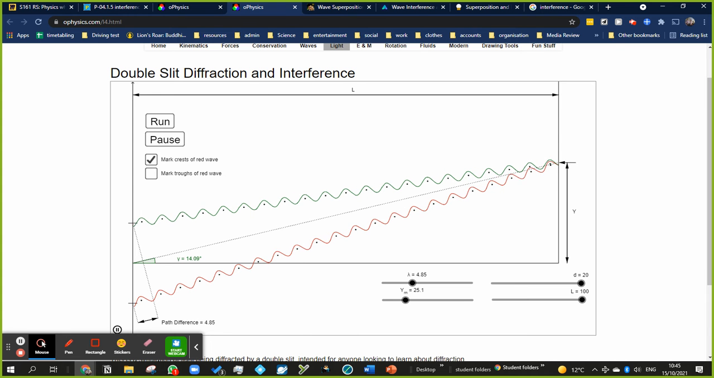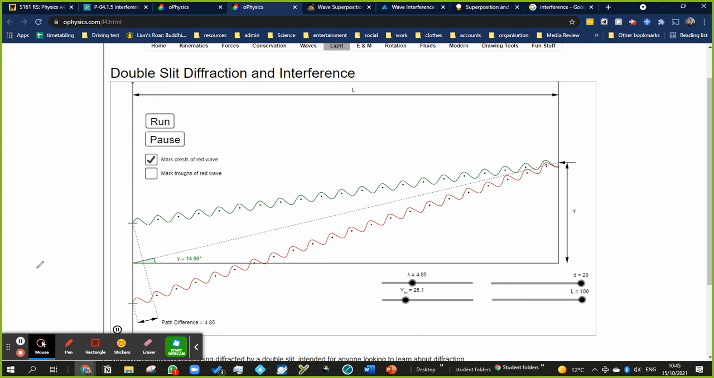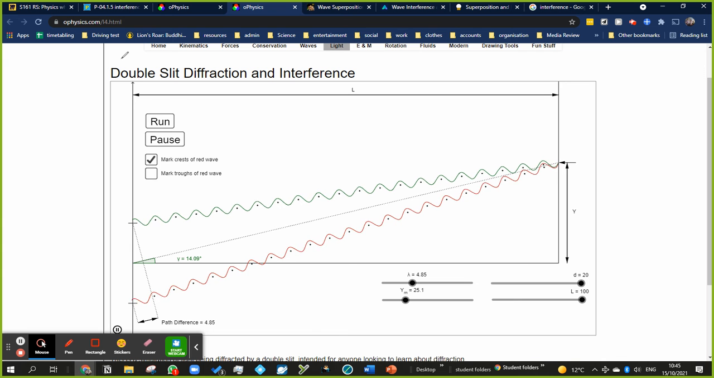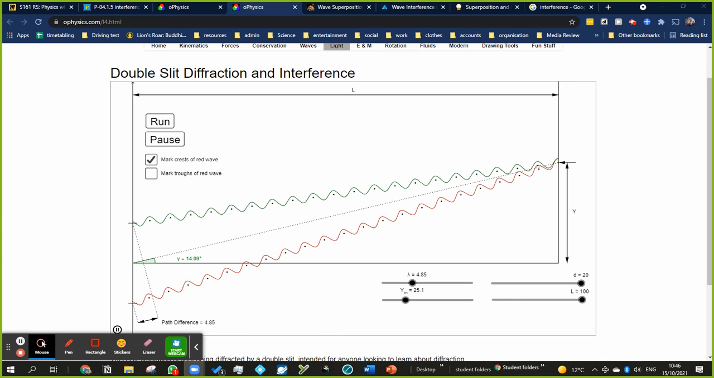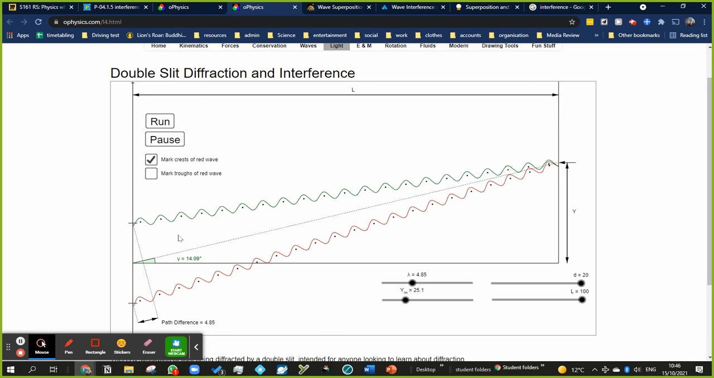Now, if we think about what must have happened, if I pause it, the path difference, which means the extra distance that this red wave is traveling compared with the green wave, is going to be a total of one wavelength. The reason it's one wavelength is that at the middle point, one is going to the middle point, the other one is going to the middle point. They both would have traveled the same distance.